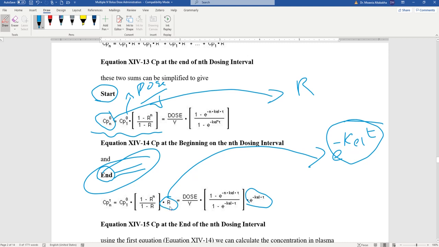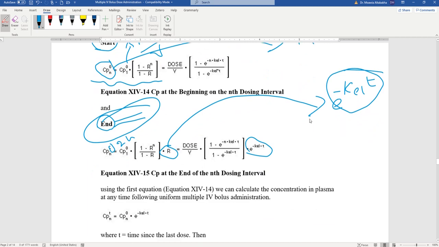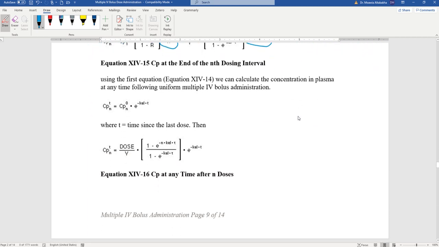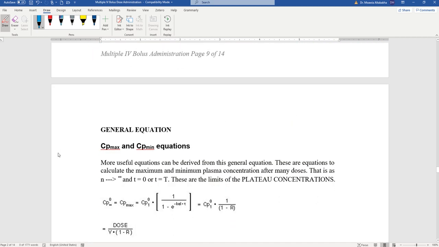For example, if I'm giving the drug every 6 hours, but I want the concentration at 2 hours after giving the end dose, then this becomes 2 hours after giving the end dose. And only this R changes, not all the R's, only this R, the fraction remaining, will change to e to the power of minus KL times t. Okay, I hope this is clear for you.